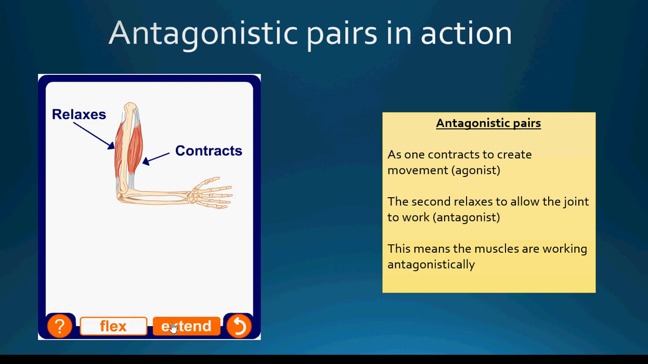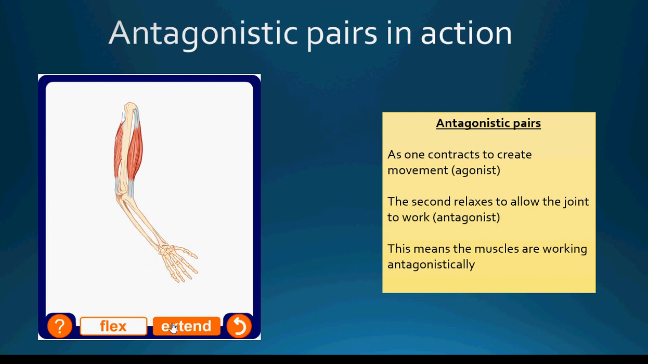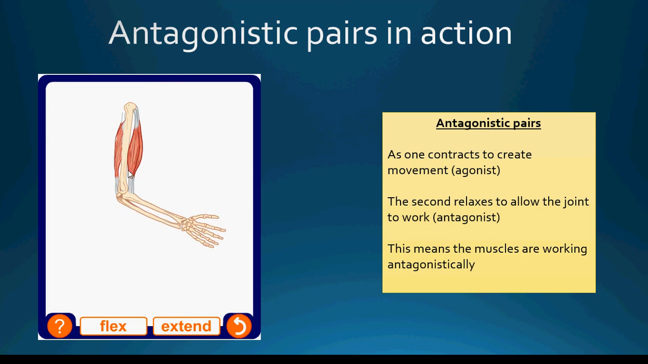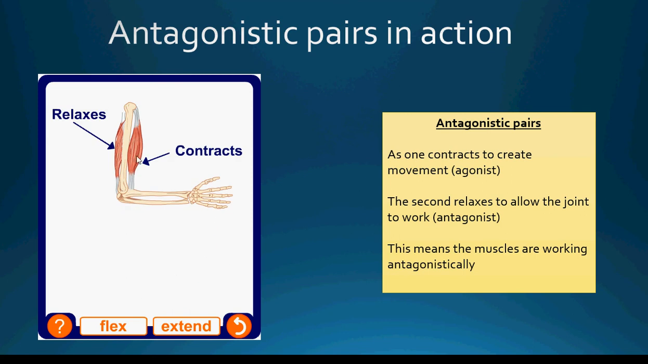So when we extend around the elbow joint, you can see that the bicep relaxes and lengthens, and the tricep contracts. And then when you flex around the elbow joint, you can see that the bicep contracts and gets shorter, and the tricep relaxes and gets longer. So the muscle that contracts is called the prime mover, the agonist, and the one that relaxes and lengthens is called the antagonist. And that action on the screen that you've just seen is antagonistic muscle action.